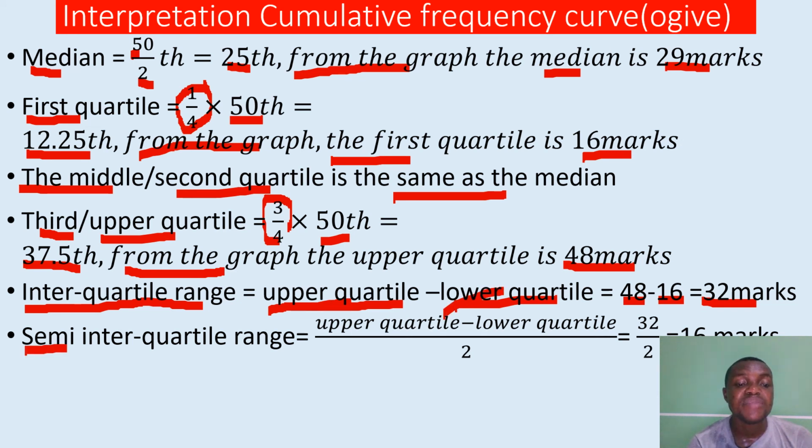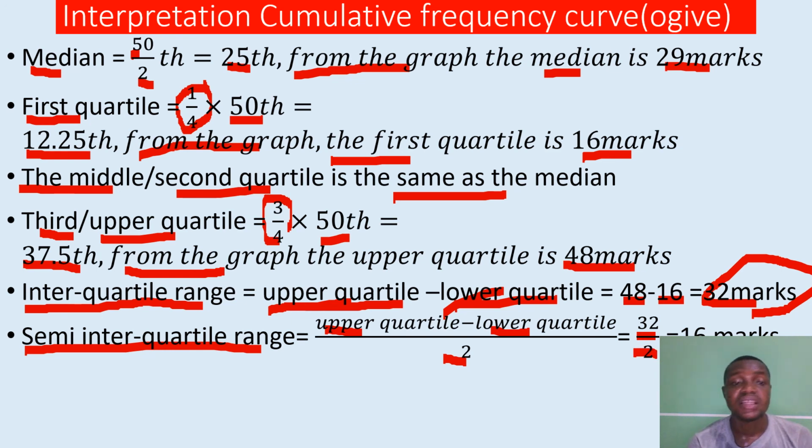Then we have the semi-interquartile range. It is the interquartile range divided by 2. So it means upper quartile minus lower quartile, divided by 2. So the result that we obtained here over 2. So it will be 32/2. Then we get 16 marks.